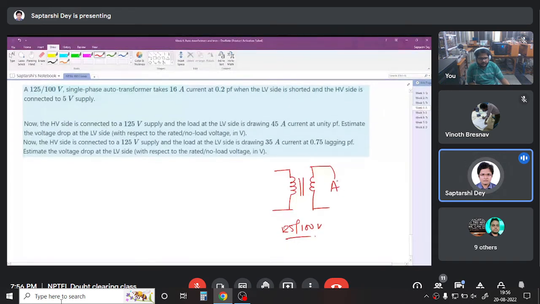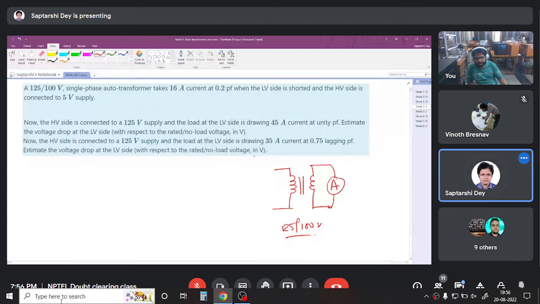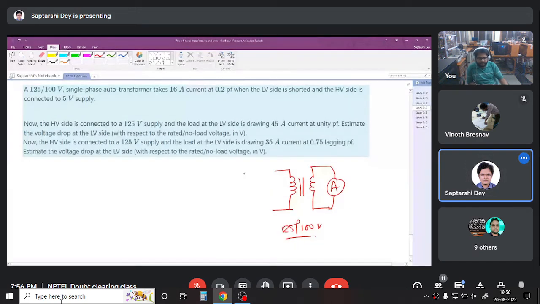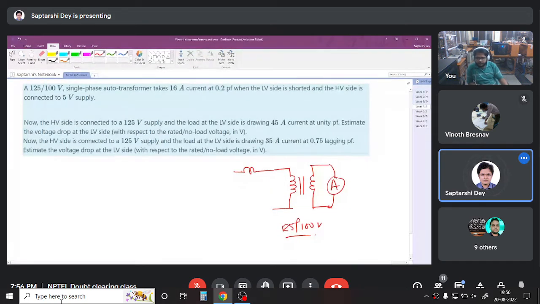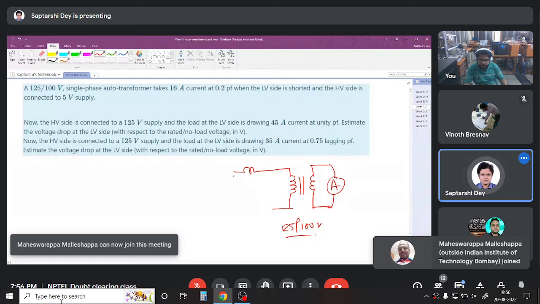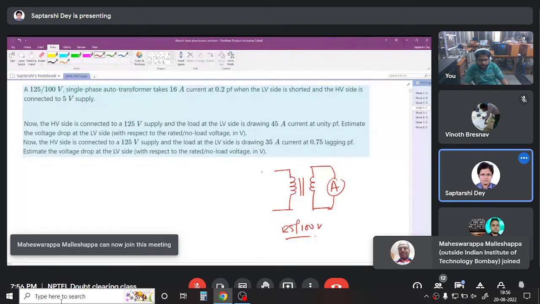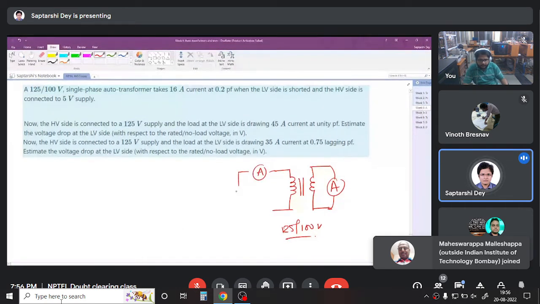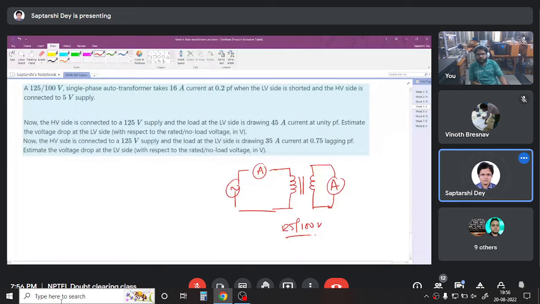So what happens is, in a short circuit test, we short it through an ammeter, and we have another ammeter here and a variable supply. So what we got?